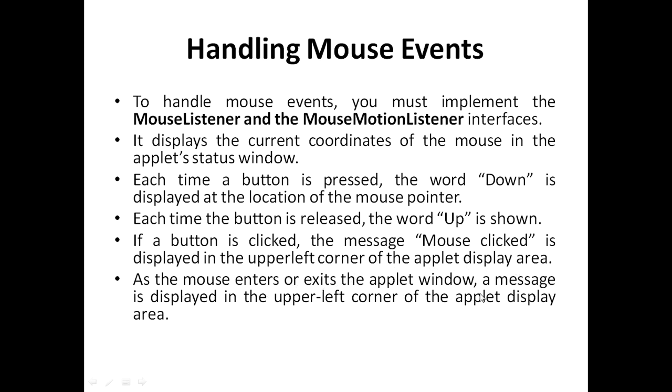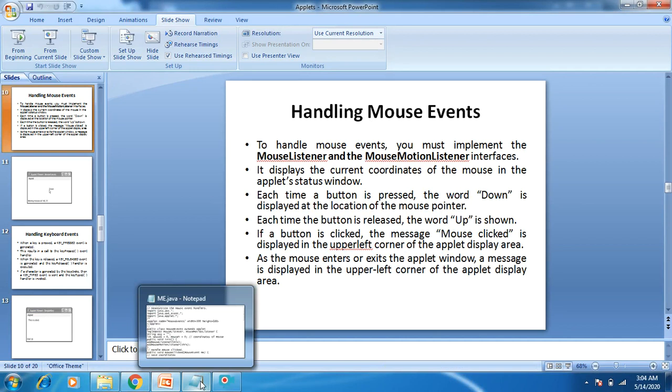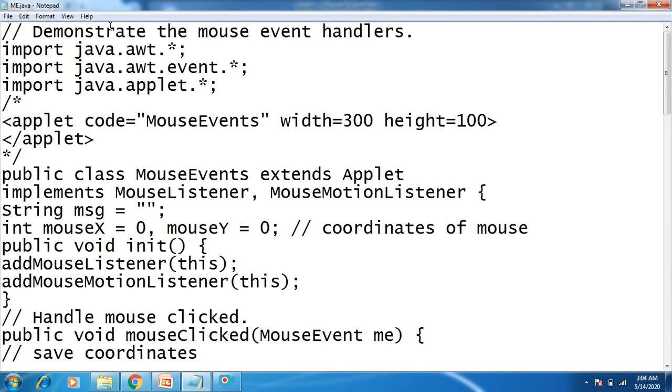As the mouse enters or exits the applet window, a message is displayed in the upper left corner of the applet display area. So here first we'll see what exactly that program is. Here the program demonstrates the mouse event handlers.